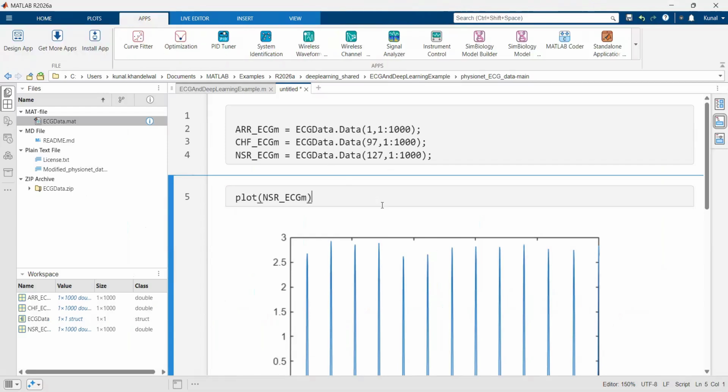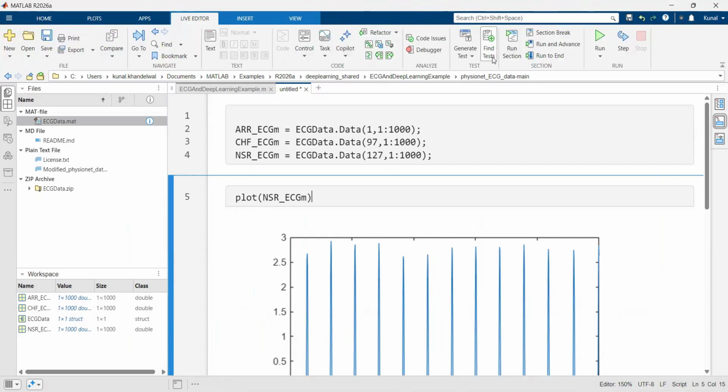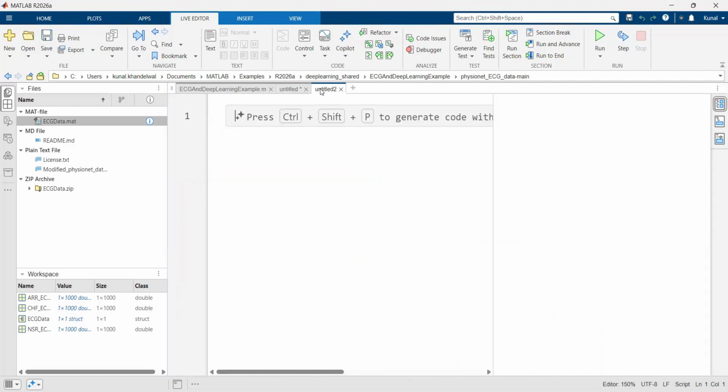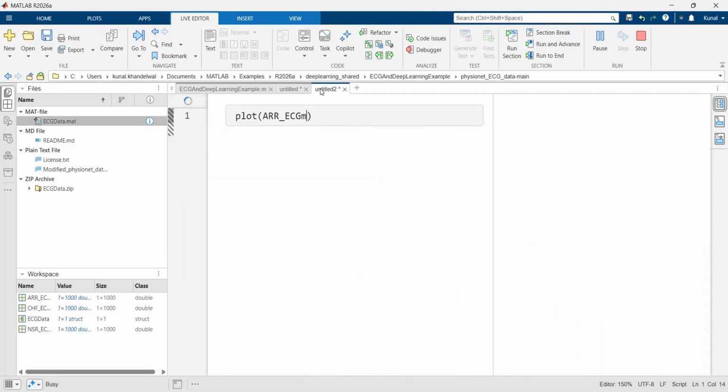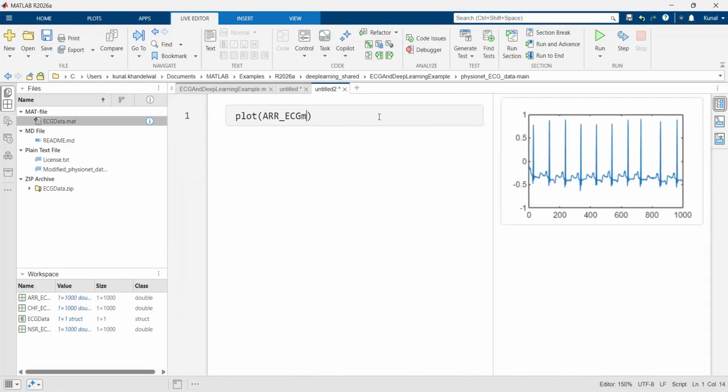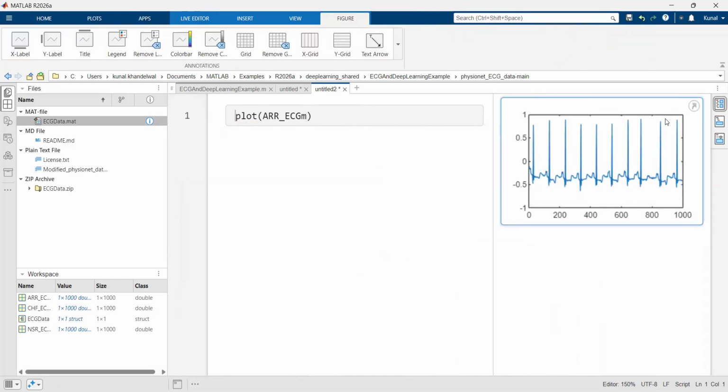Let's go ahead and try to plot. I'll go to section break. And what I'll do is try to plot over here congestive heart failure or arrhythmia. I want to plot this. So plot the arrhythmia signal. Let's try to expand it.